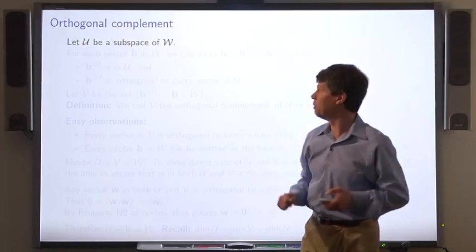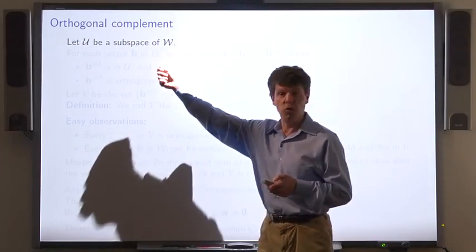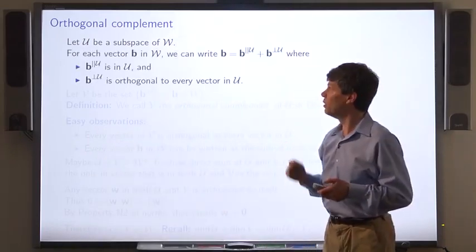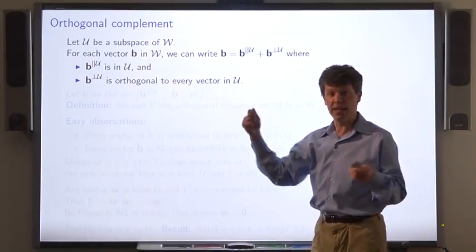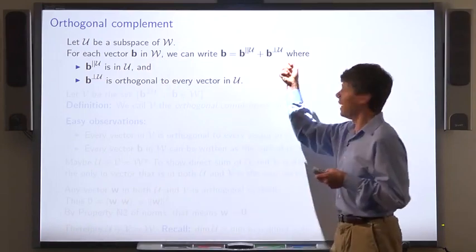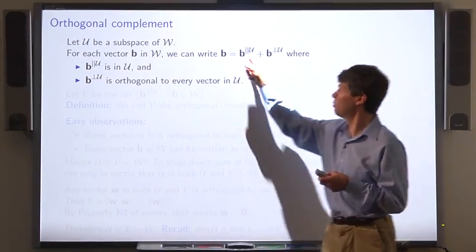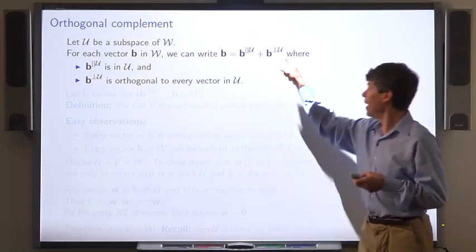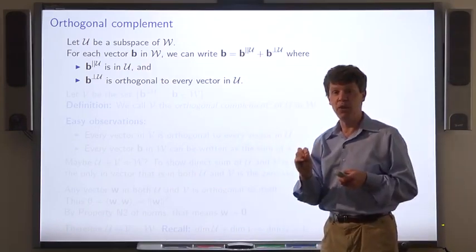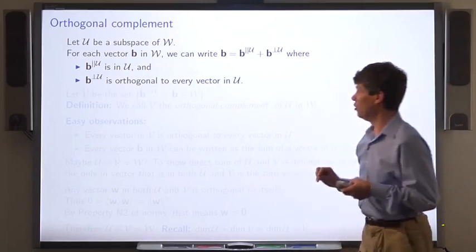Now I'll define orthogonal complement. Let big U be a subspace of big W. Then for each vector B in big W, we can break it up into its parallel part and its perpendicular part. The parallel part is the projection of B onto the space big U, and the perpendicular part is the projection of B orthogonal to the space big U.